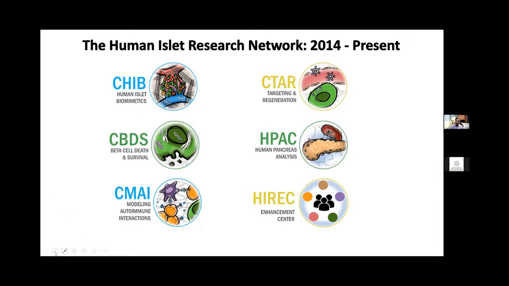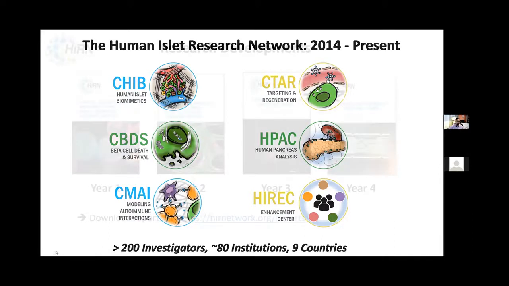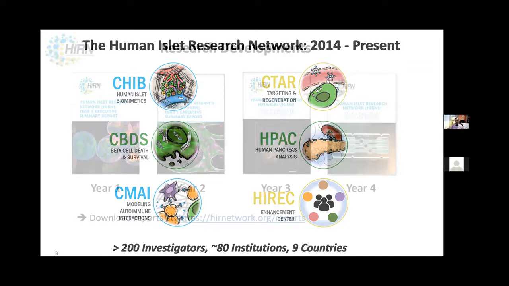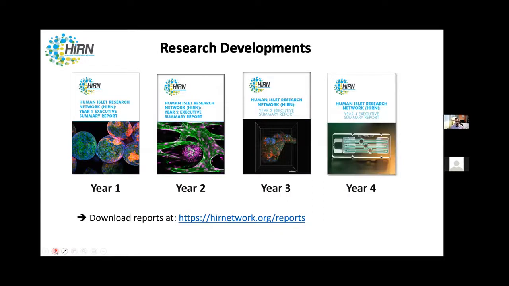So next slide. In all, we have about 200 investigators participating in this network. There are a lot of different institutions in 9 different countries. Next slide. Now, in addition to all of this work, we do catalog all of these developments, and you can go to our website and download these reports. These are semi-annual reports that come out and share a lot of the science. In addition to that, all of the publications that are coming out of the network are also found there.